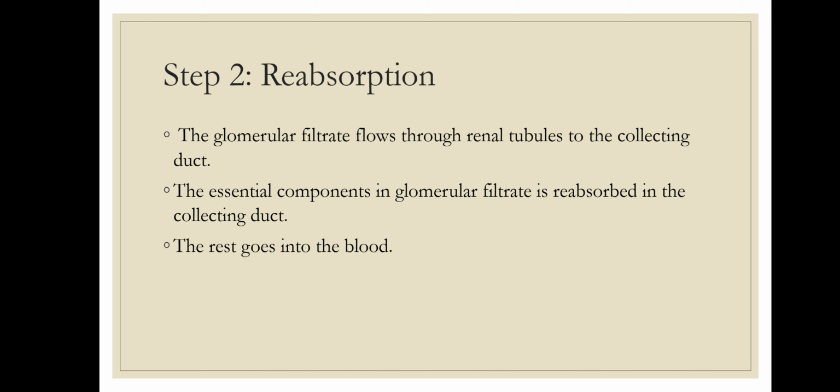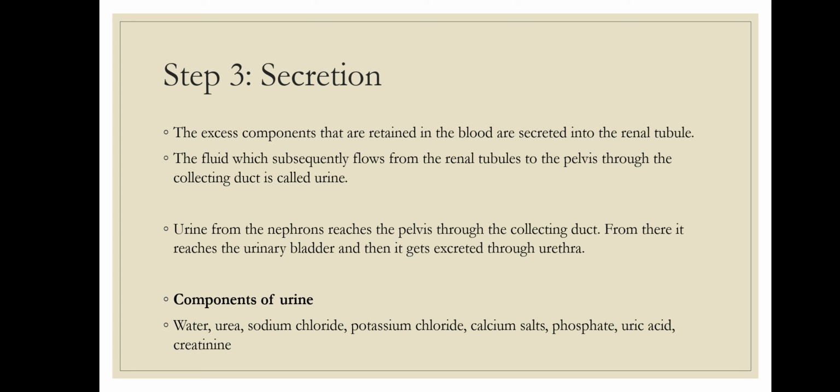Step 2. Reabsorption. The glomerular filtrate flows through renal tubules to the collecting duct. The essential components in the glomerular filtrate are reabsorbed. The rest goes into the blood. Step 3. Secretion. Excess components that are retained in the blood are secreted into the renal tubule. From the renal tubule, this fluid reaches the pelvis through the collecting duct.